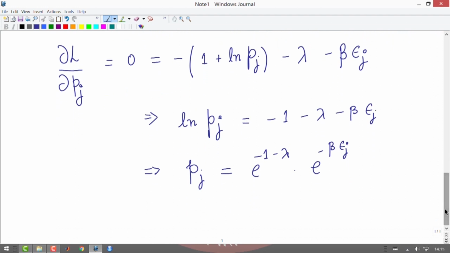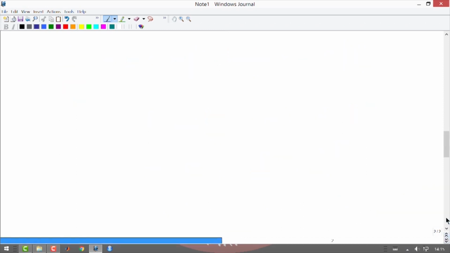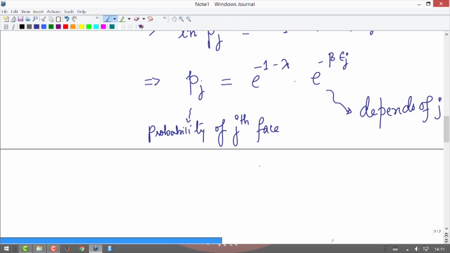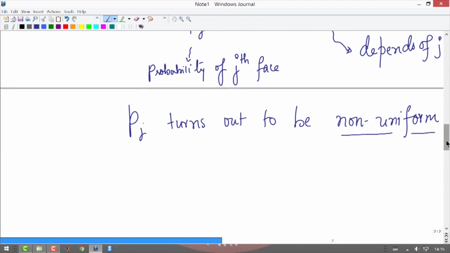Now, look at the right hand side. This time the probability of the jth phase is dependent on j. Now, you can see it depends on j, because there is a term E j, which is in some sense the value of the phase j. So, this is called a non-uniform PDF. So, hence we will say that Pj turns out to be non-uniform. So, with the extra constraint that we had taken, our PDF has now become non-uniform, and this is actually a Boltzmann PDF, Maxwell-Boltzmann PDF, we shall see.